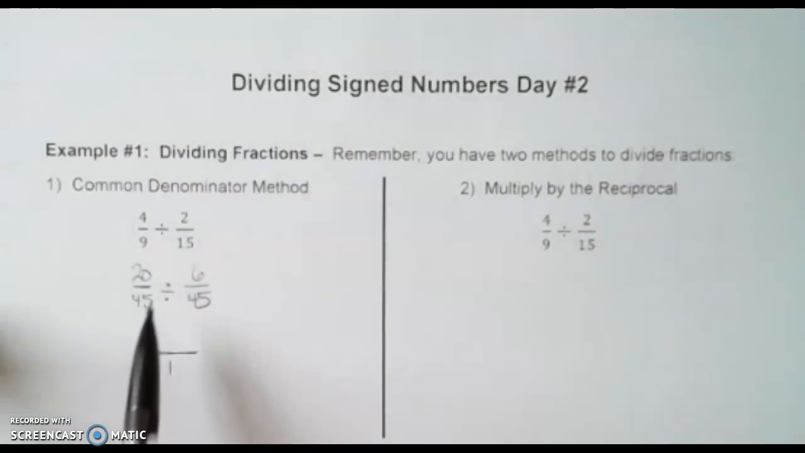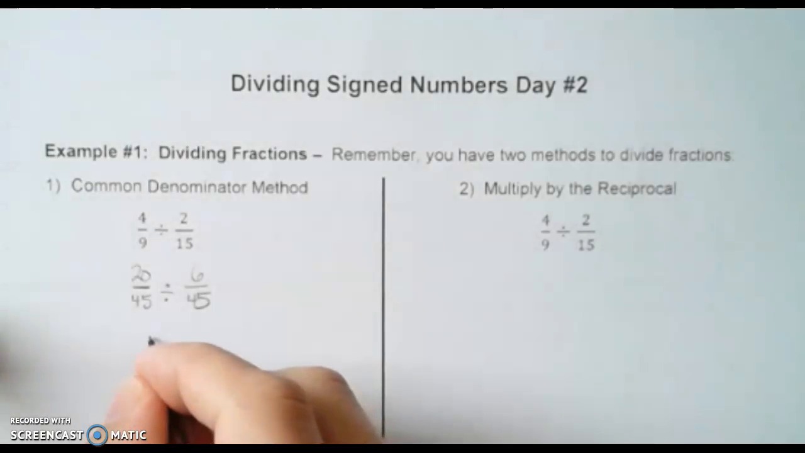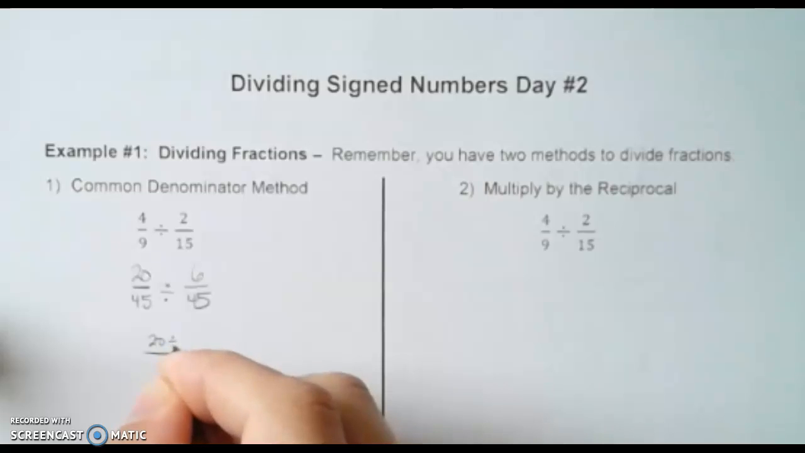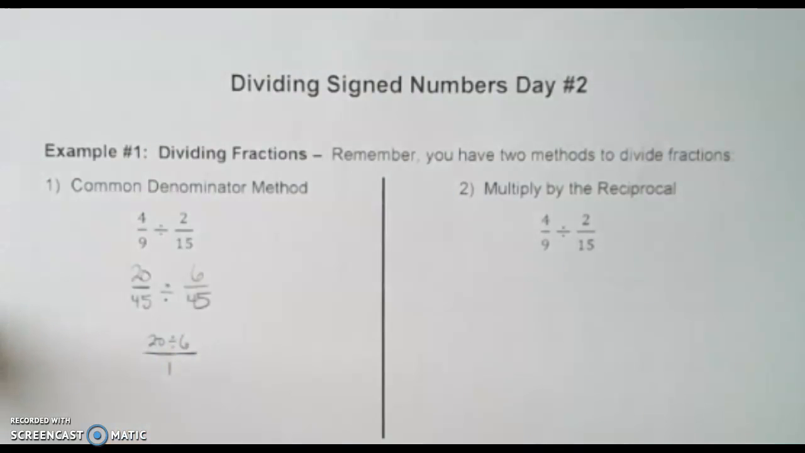In the numerators, if you do 20 divided by 6, well, that's not really going to work out nicely. So I'm just going to rewrite 20 divided by 6. So we've got this kind of weird looking fraction here, 20 divided by 6 all over 1. Well, if your denominator is a 1, your answer is just going to be 20 divided by 6. So remember, you can rewrite this division problem as a fraction. So 20 divided by 6 is the same as 20 over 6.